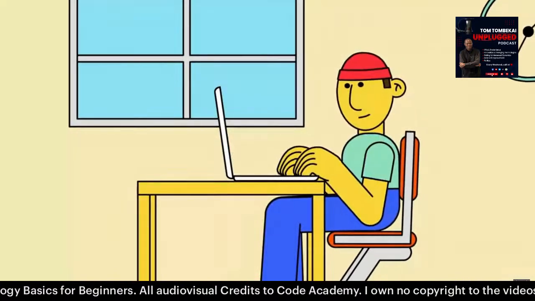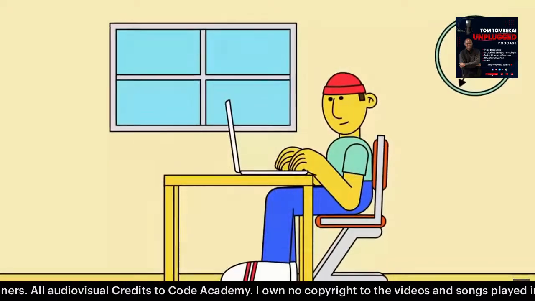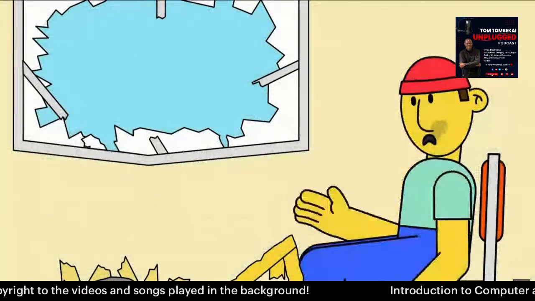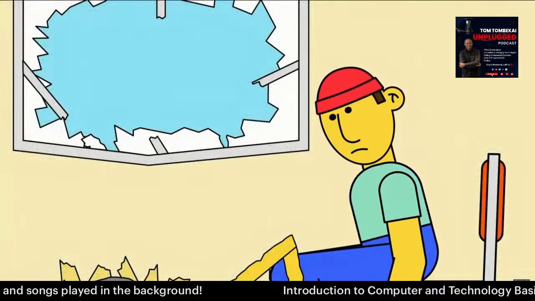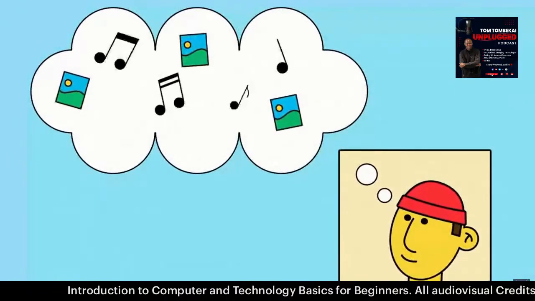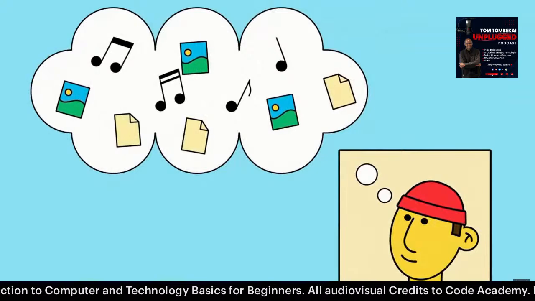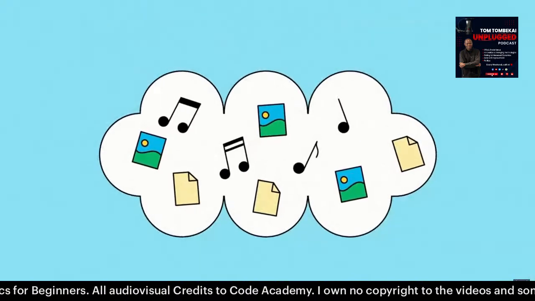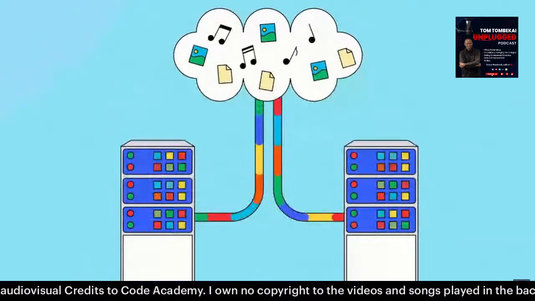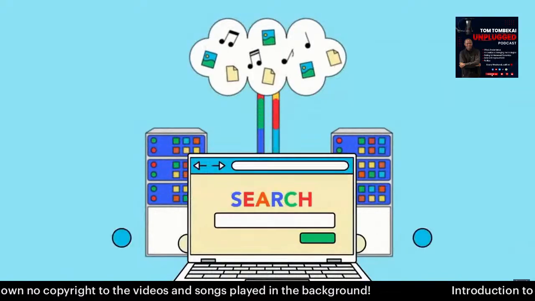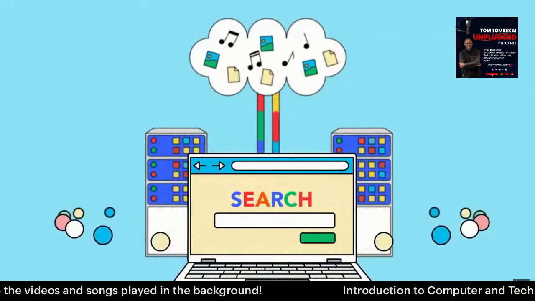So you're at your computer working on some important files. Suddenly, a meteorite bursts through the window and flattens the computer. But as you stare into the crater, you smile and think, at least my photos, music, and important documents are stored online in the cloud. When something is stored in the cloud, that means it's saved on internet servers instead of on your computer. It's like having an extra hard drive you can access anytime you're connected to the internet.